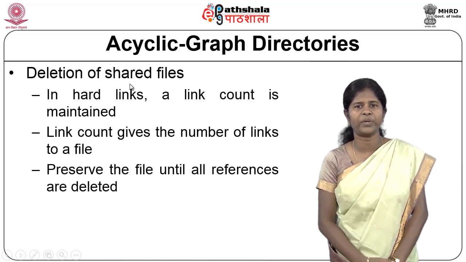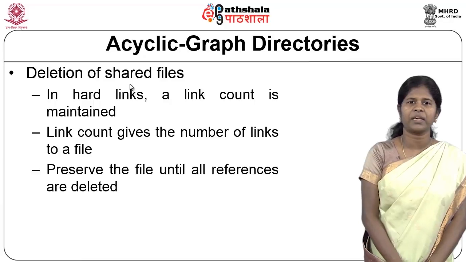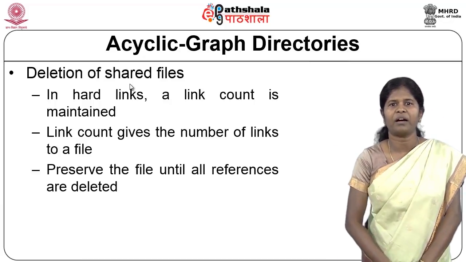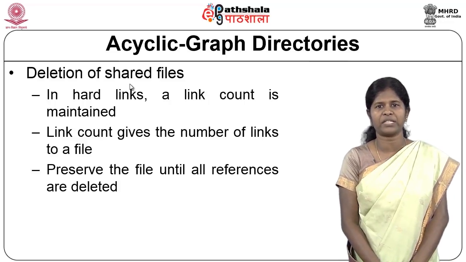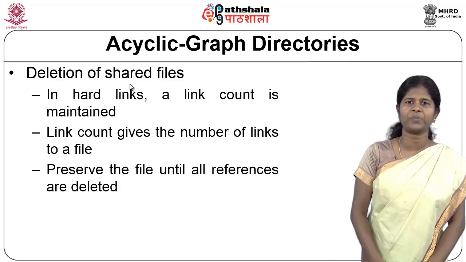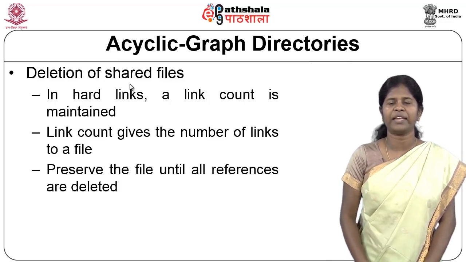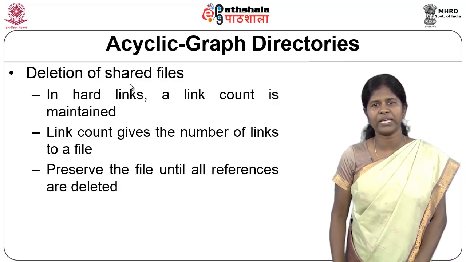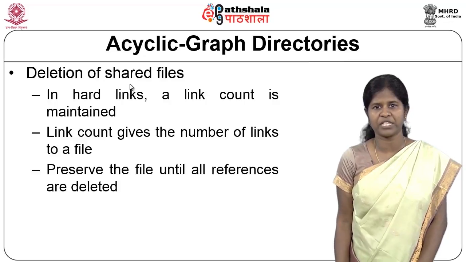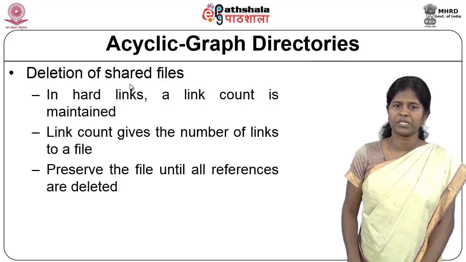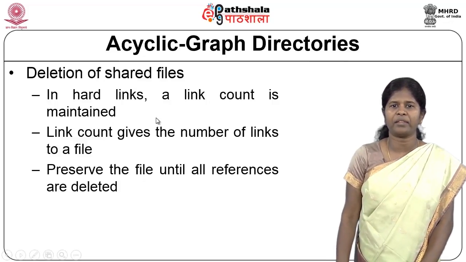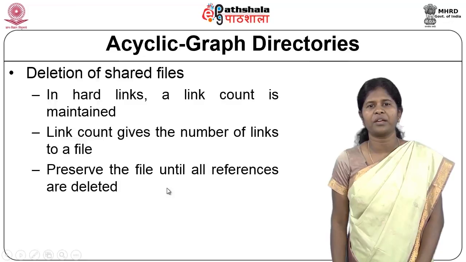The other way in which links can be maintained is hard links. In hard links, what is done? A link count is maintained. The first time, when the file is created, you will have the link count as 1. The second time when a link is created to the original file, the link count will be incremented. Each time the file is deleted, the link count will be decremented, and only when the link count comes down to 0, the file's contents will be removed. Till then, the file's contents will be preserved.